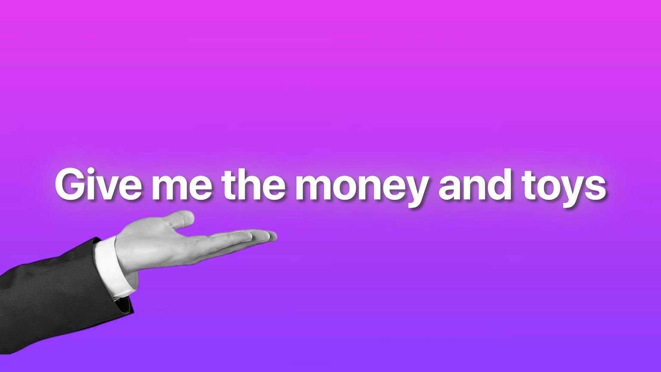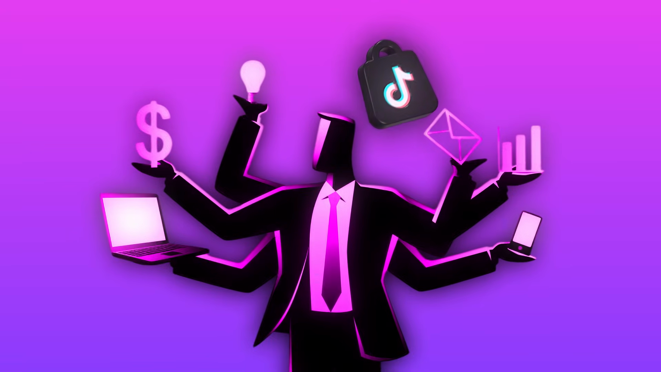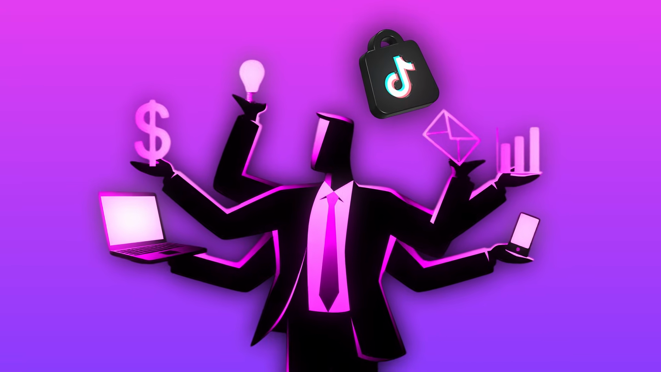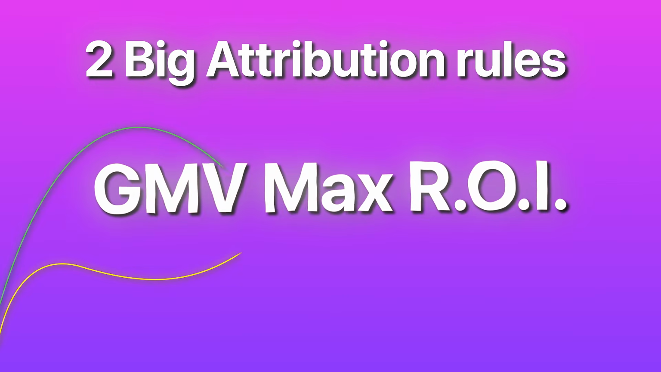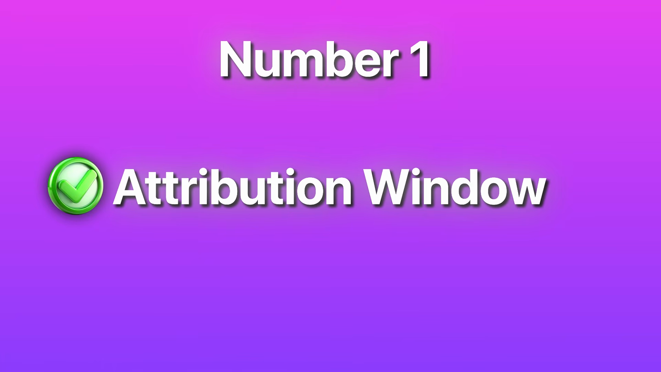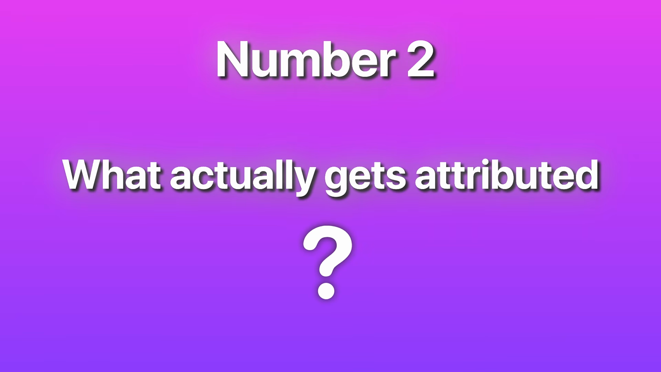So GMV Max is basically saying, give me the money and the toys, and I'll go play everywhere on TikTok Shop and bring you back the best blended return that I can. In theory, it's amazing. In practice, the way it credits sales is where things get a little bit, shall we say, spicy. GMV Max has two big attribution rules you need to understand. Number one is the attribution window, and number two is what actually gets attributed.